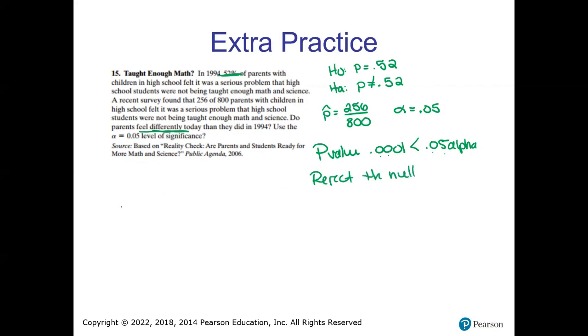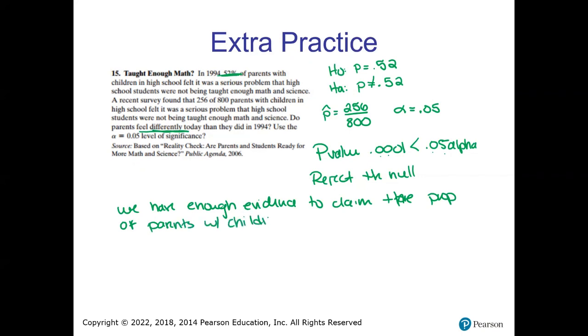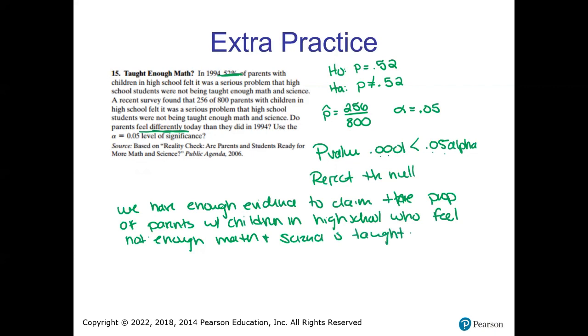And if we reject the null, we have enough evidence to claim the proportion of parents with children in high school who feel not enough math and science is taught is in fact different from 0.52.